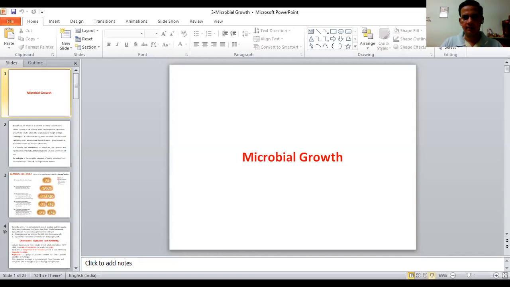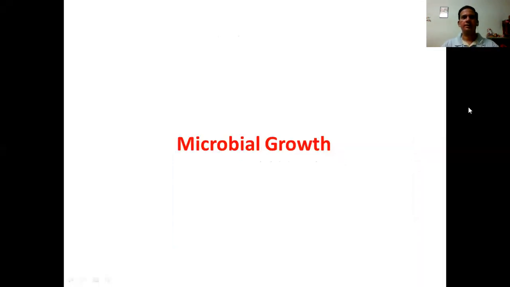That we'll talk about at some later point. So those nutrients are taken up and utilized for the growth of the organism. So let me share some slides regarding this. Okay, so this is today's topic, microbial growth.